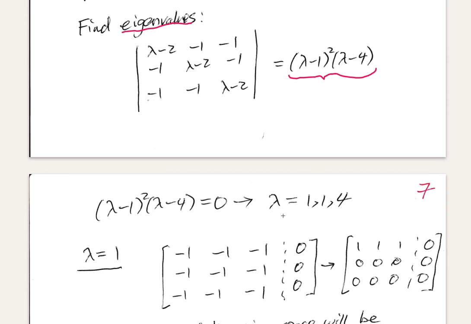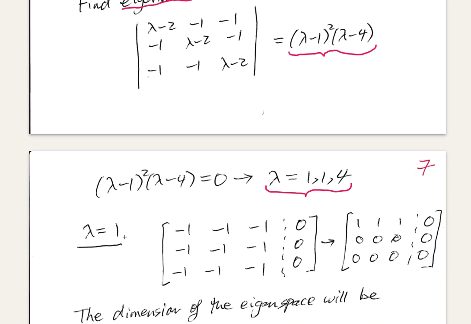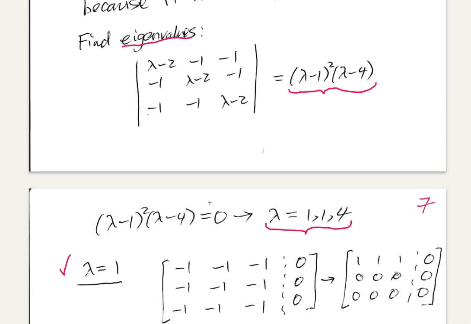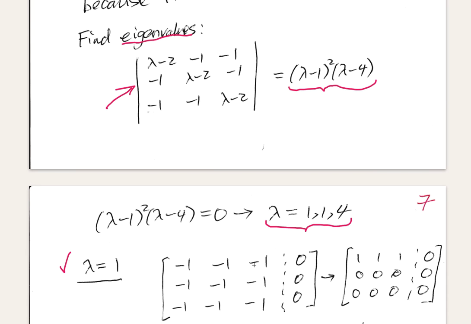All right, so let's see what you do here. Now you want to set that to 0 and solve. You can see the eigenvalues are 1, 1, and 4. 1 is repeated here. Let's start out with that eigenvalue. Lambda is 1. Remember, lambda is 1 substituted up here, and this thing is being set to 0.